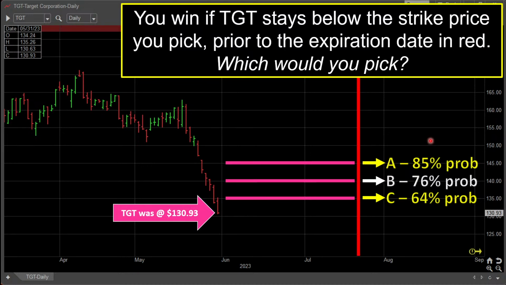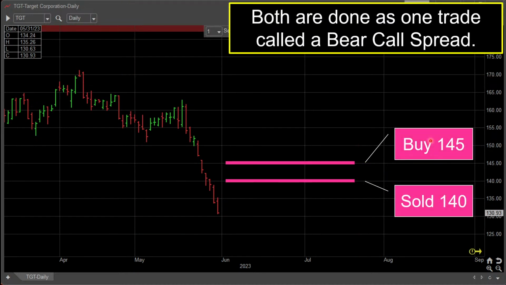Now, remember, this is a bearish trade. So I'm going to do a trade called a bear call spread. I'm going to sell a $140 call, and I'm going to simultaneously buy a 145 call. Okay? A bear call spread. Those two trades, the bull put and the bear call spread, those were the only two trades involved in that 37% return last year. That's it. Two trades. Bull puts and bear calls. Nothing else. You don't have to do all these kind of exotic option strategies to make money.